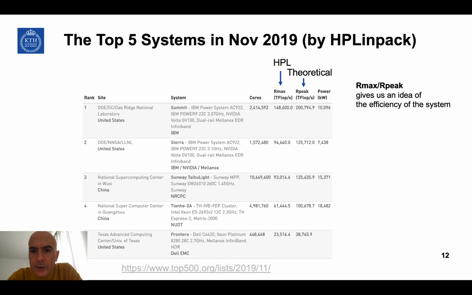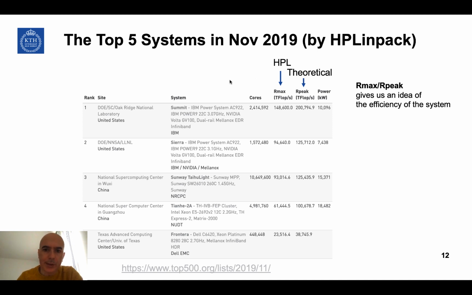And particularly on the right, next to the Rmax, which is the performance given by HPL, we had the Rpeak, that is the theoretical peak that can be achieved from the system. On the last column, we also have the power. So if you compare the values of Rmax divided by Rpeak, this is going to be a fraction. It gives you an idea of the efficiency of the system.